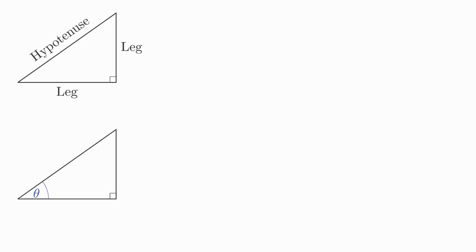If you have a right triangle, the two sides that make the right angle are called the legs, and the long side is called the hypotenuse. If we label one of the non-right angles as theta, then we can also name the legs by their relationship to theta. One leg is adjacent to the angle, and the other leg is opposite from the angle. Notice that this is labeled relative to the location of the angle, so that if we look at the other angle, the names will switch.